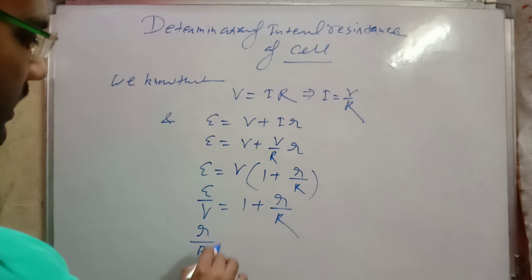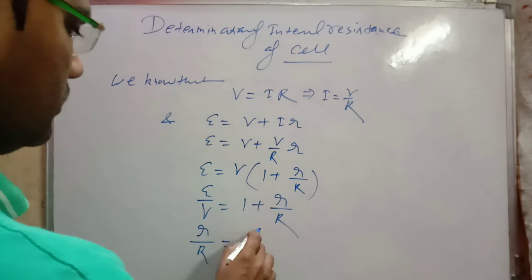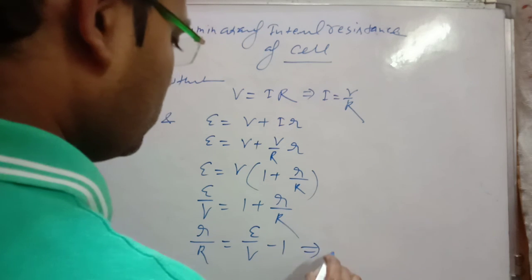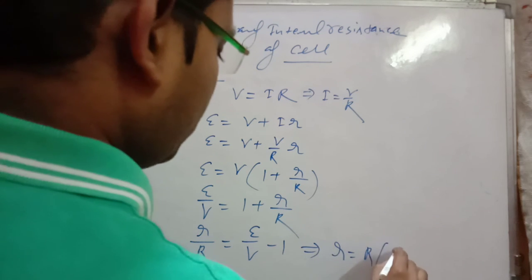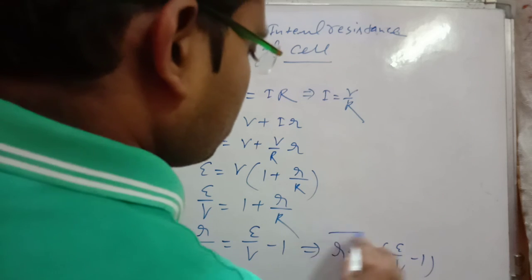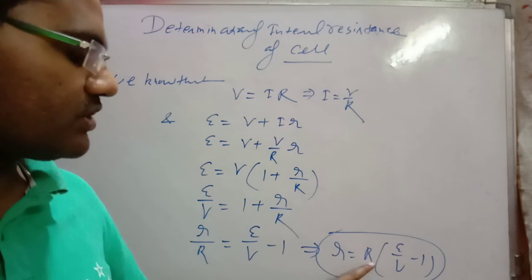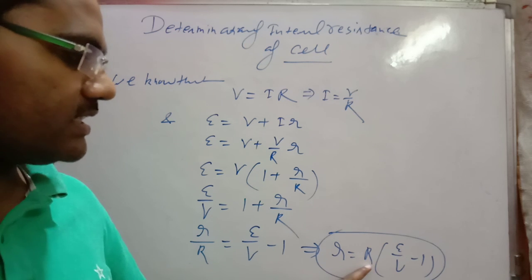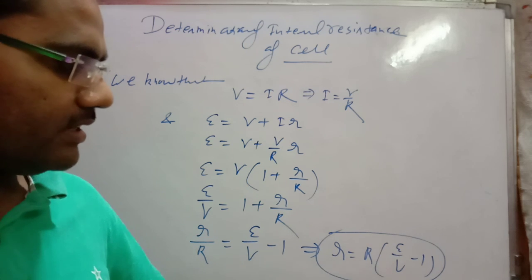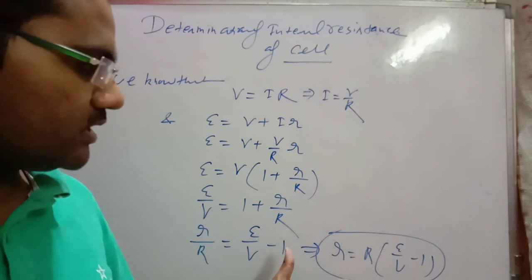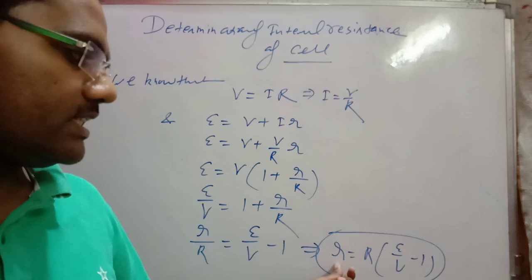Then here r by R is equal to E by V minus 1. Therefore, small r is equal to capital R into E by V minus 1. This one is the expression to determine the internal resistance of the cell. If we are given the external resistance of the circuit, the EMF of the cell, and the terminal voltage of the circuit, then according to this expression we can find the internal resistance of the cell.